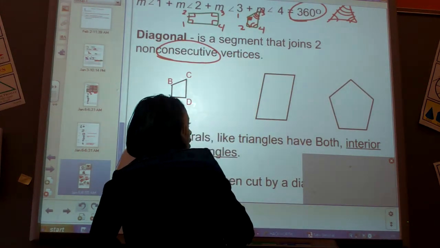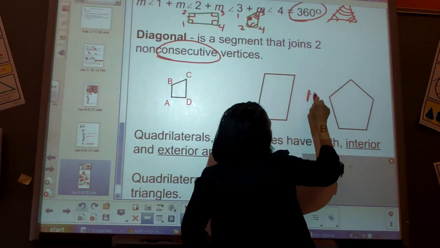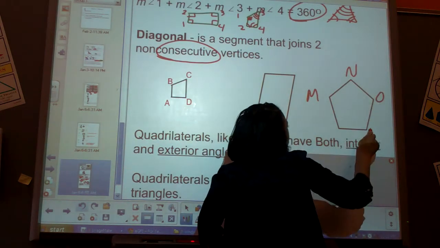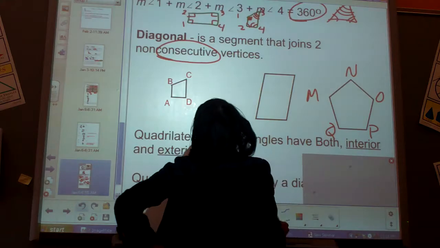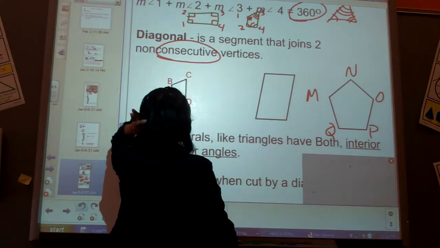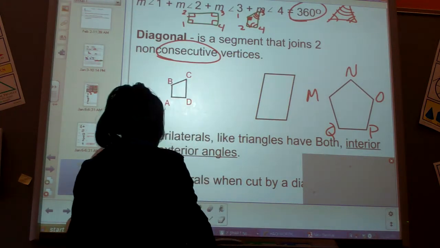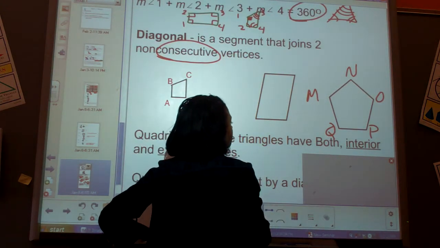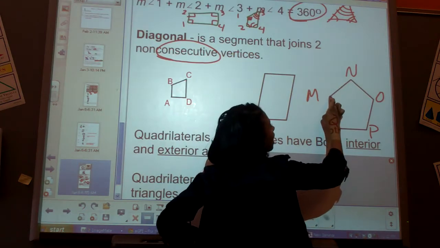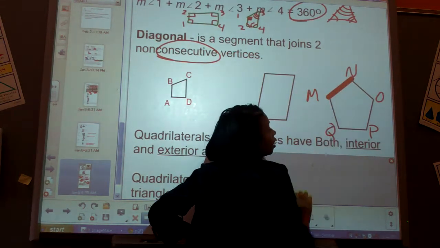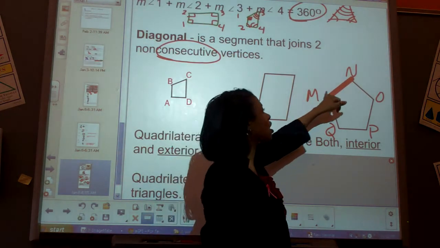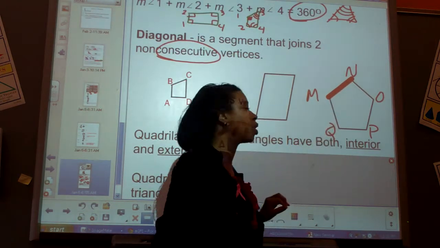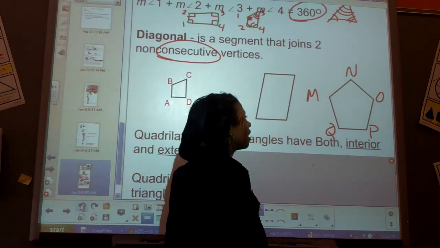Let's look at this next quadrilateral. M, N, O, P, Q. And let's draw some diagonals. Remember, it means non-consecutive. So if I come over here to draw non-consecutive, what does that mean? Can I draw from M to N? The answer is no, because these are consecutive or next to one another. So that's a no. That's not a diagonal.